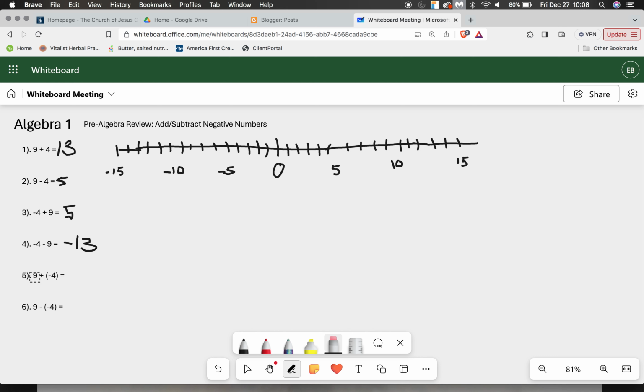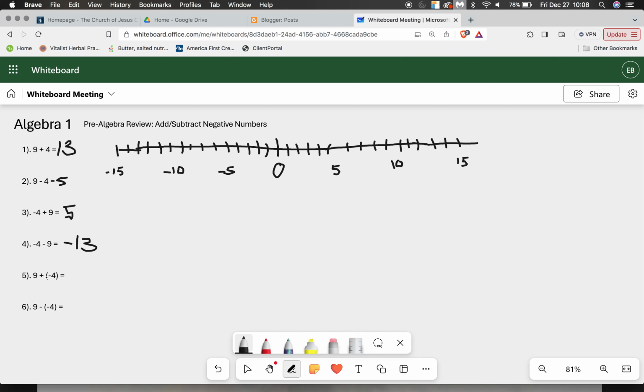Okay, moving on to number 5. 9 plus negative 4. Now what is happening here? Are we adding? Are we subtracting? What's the negative telling us in this case? Well, I'm going to just tell you the answer up front, and then we'll look at it on a number line. So we have 9 plus negative 4. Now we have a positive and a negative next to each other.